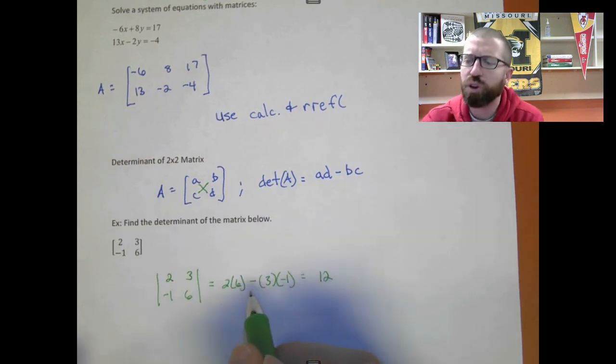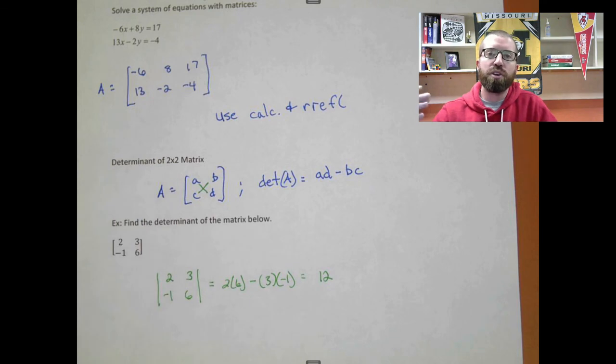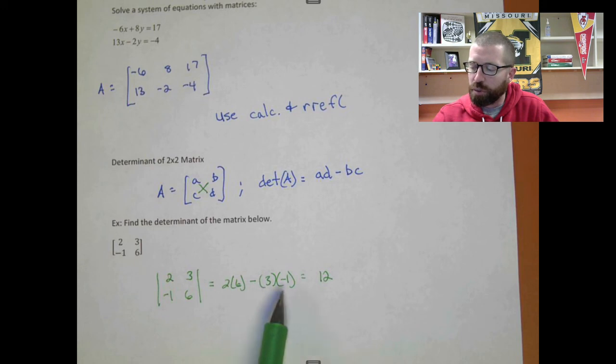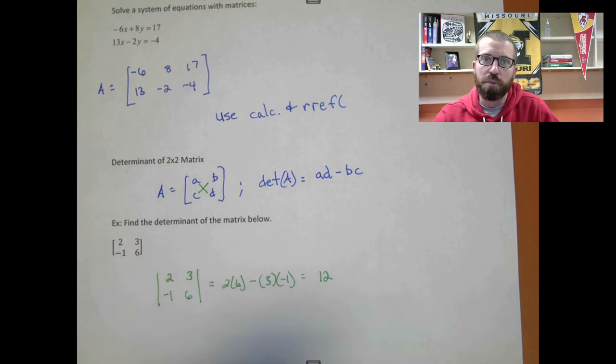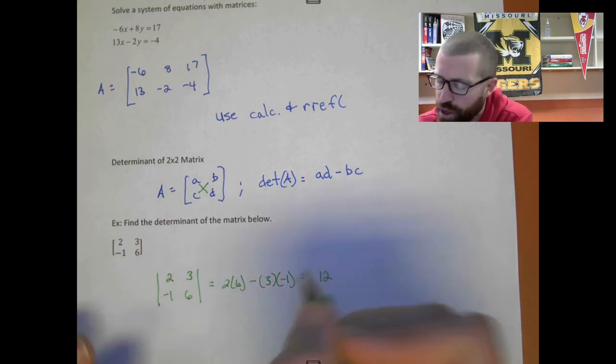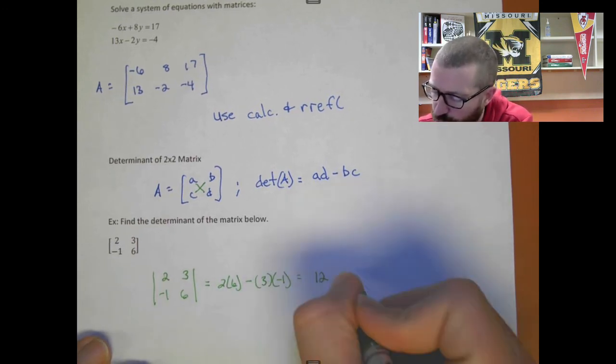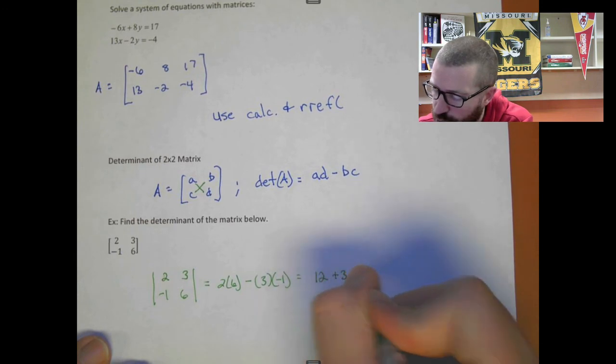And really watch your negative signs. If you're doing this, I recommend writing it out. Maybe not this much, but you can go ahead and multiply if you want. But definitely write one step out, because a lot of people make a mistake with that negative sign in the subtraction. So we have 12 plus 3 is 15.